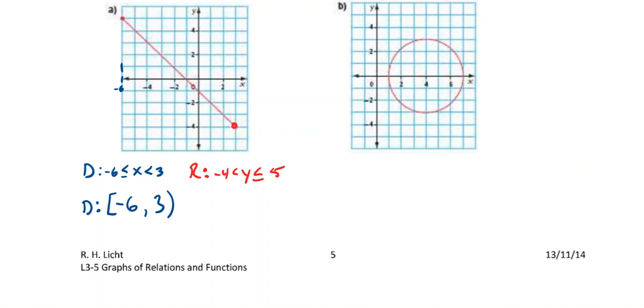Okay, in interval notation, the range is -4 to 5 again. And then we'll just make sure we got the brackets right. So this is an open circle, so it's not including -4. Would it be a round bracket or a square bracket? Round bracket. And then this one is including 5, so it'd be square bracket.